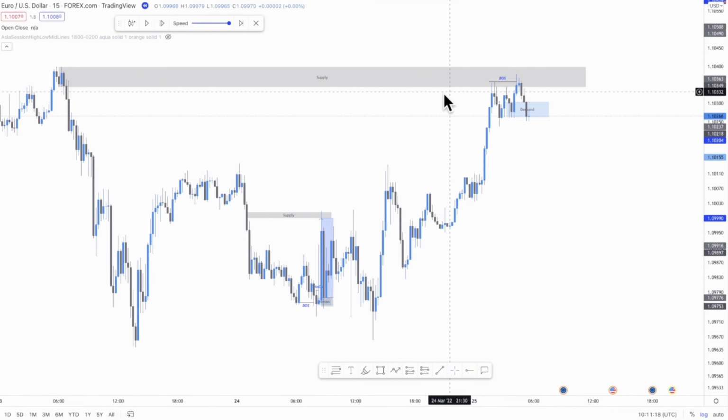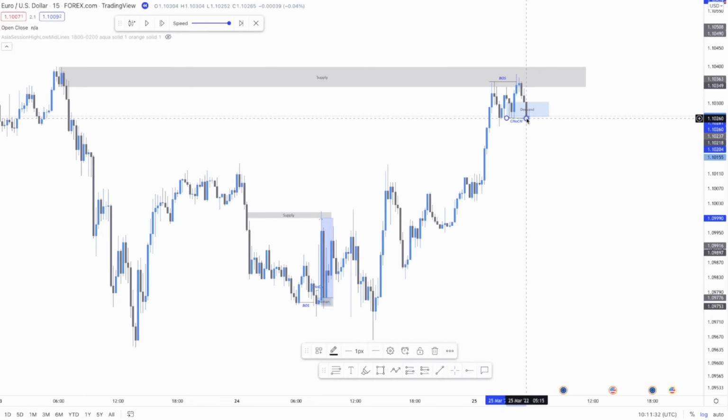Okay, so here we have the change of character happen. Why? Because we took the low that put in place this break of structure. Now we just mark this change of character out, chuck supply here. There you go. This is the change of character to the downside, okay? Let me just make it so it's smooth there. So this is the change of character to the downside.